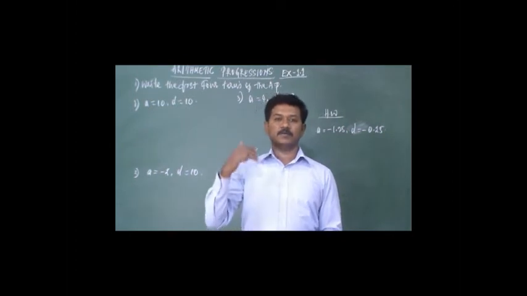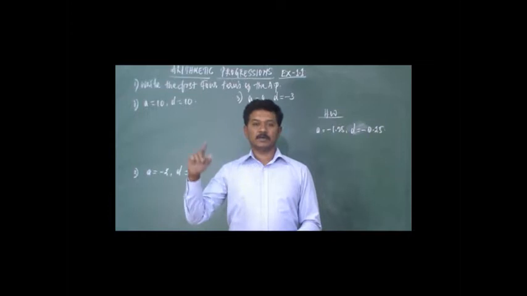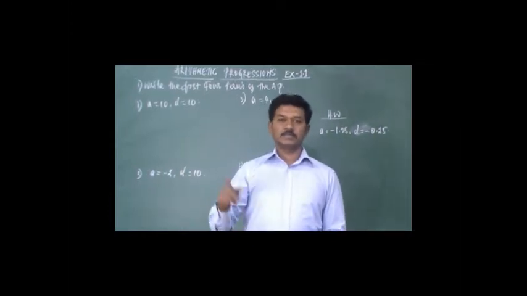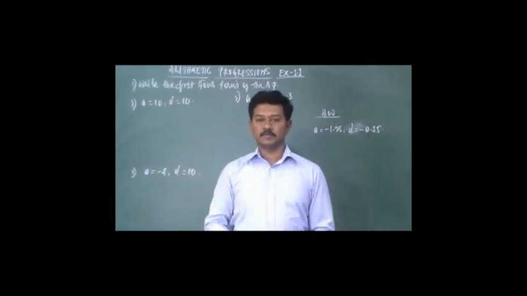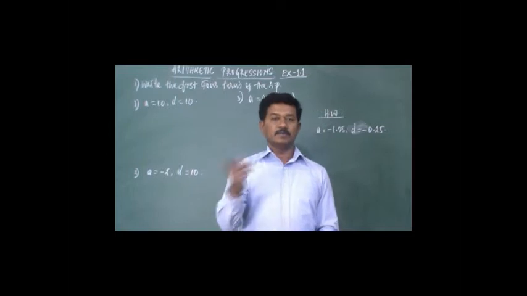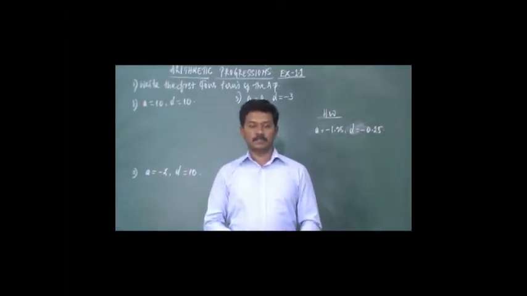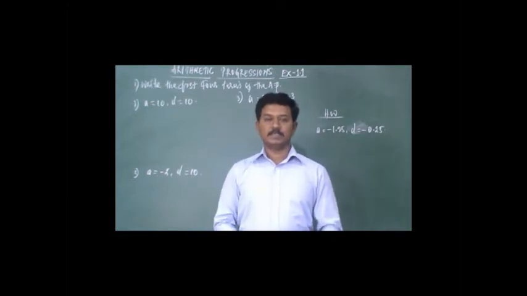If you want to find out any term of an AP, add n minus 1 times the common difference to the first term, then you will get the nth term. So if you want the fifth term of an AP, add 5 minus 1 times the common difference to the first term, then you are going to get the fifth term. Yesterday in the last class we discussed this in detail.